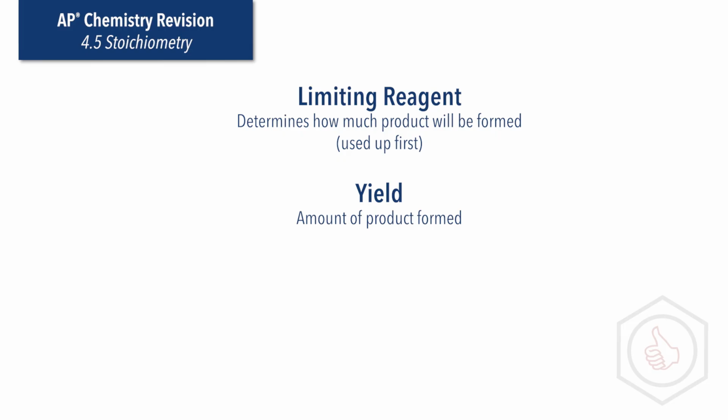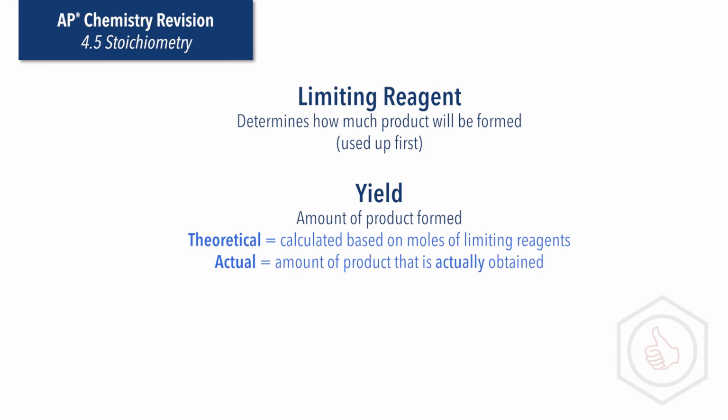A yield refers to how much of a product gets formed in a reaction. A theoretical yield is calculated from the moles of limiting reagent. It is the maximum theoretical amount of product that can be formed based upon the amount of starting reactants, or limiting reagent. Remember, it is theoretical, and this amount is never actually obtained. The actual yield is the amount of product that you do obtain or isolate in a reaction.